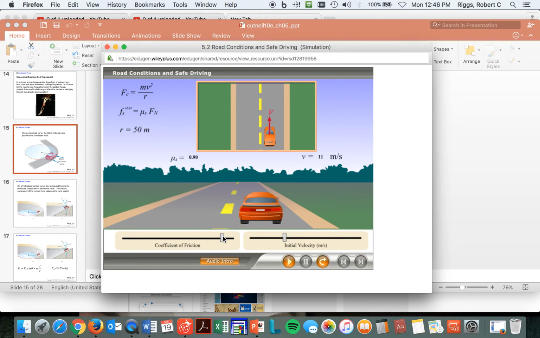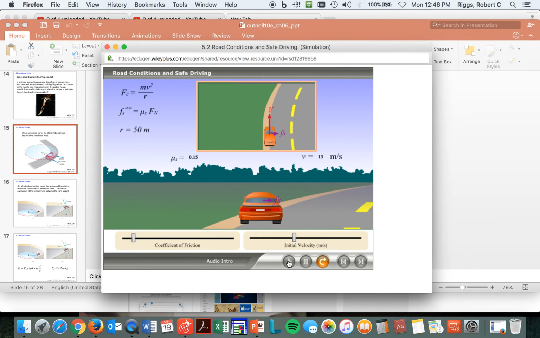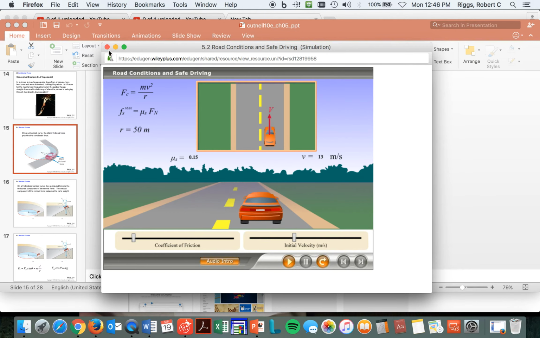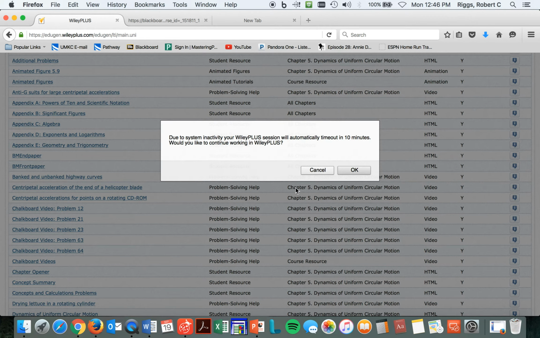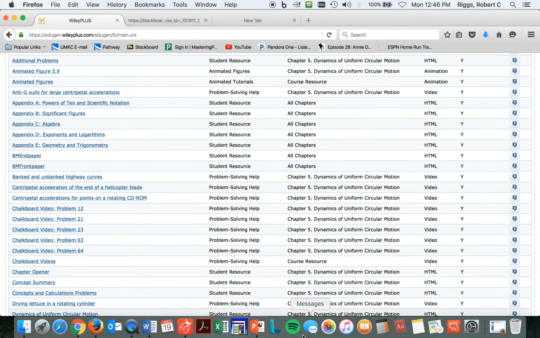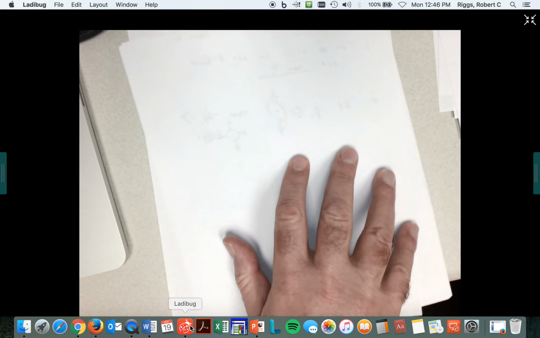Notice what happens too. Even if I lower the coefficient of static friction, when it gets icy outside, look what happens. The friction force was sufficient to keep the car on the track, very slow. I speed up just a little bit. It keeps raining, or icy, and I speed up just a little bit. Very, very small coefficient of friction because it's icy. The available friction force was not enough to keep the car on the track. So I kind of like that.